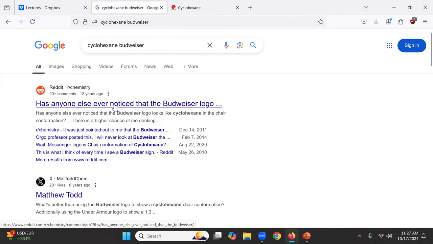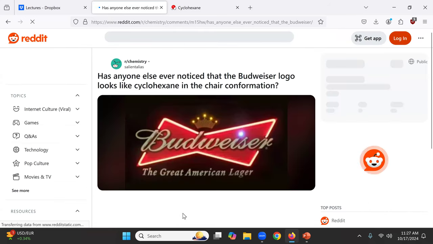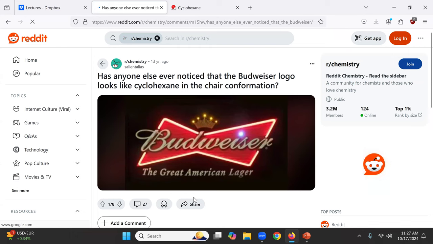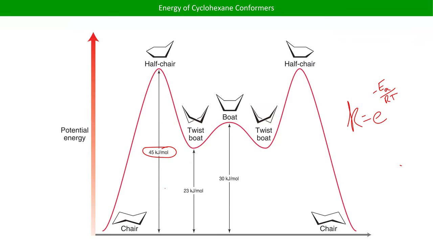And this is enough of a meme. Yeah, look at that. It shows up in the chemistry subreddit. That's a chair conformer of cyclohexane. You can see how they're aiming for it to look like a bow tie, but they stylized it just enough that it actually looks to an organic chemist like a cyclohexane in the chair conformer.